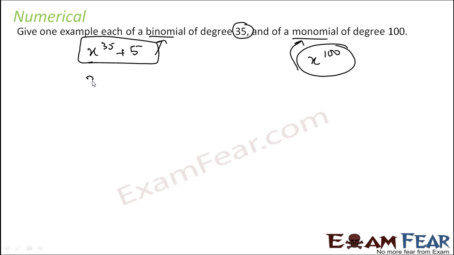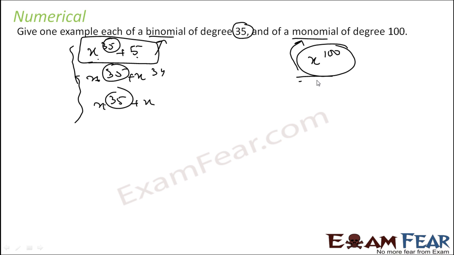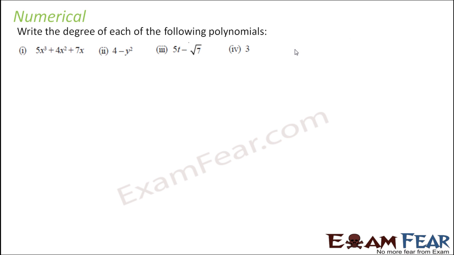For a binomial of degree 35, I can have many answers. I can also say x to the power 35 plus x to the power 34, or I can say x to the power 35 plus x. I can have so many answers for this. Okay, please note these are all binomials, 2 terms, and degree 35 because the maximum power is 35. This is a monomial, only 1 term, degree 100 because the maximum power is 100.